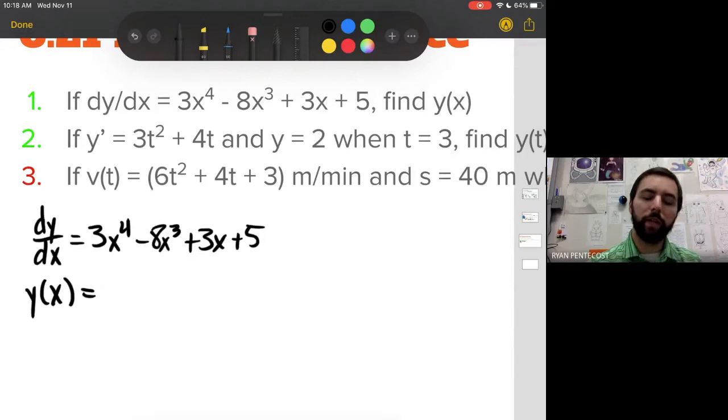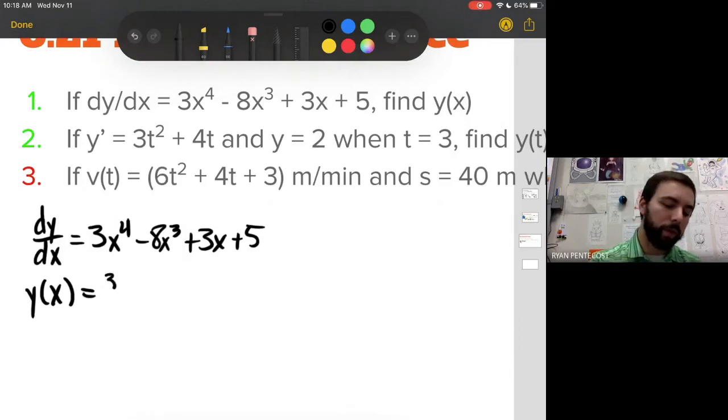So we will use the anti-power rule. Anti-power rule works with very basic polynomials. If you have polynomials divided by polynomials and you've got fractions, it actually gets kind of complicated. But if you can break it down to a simple polynomial, anti-power rule can work.